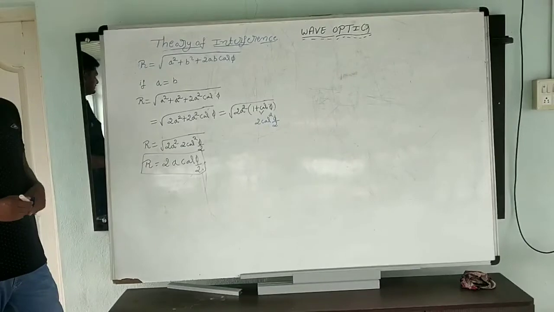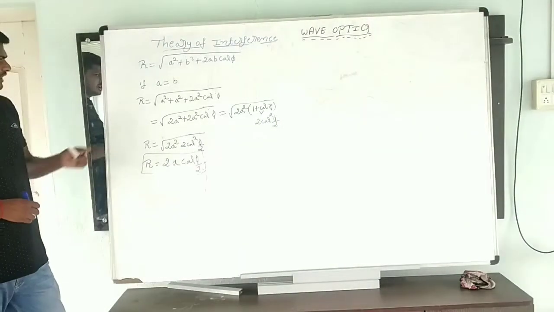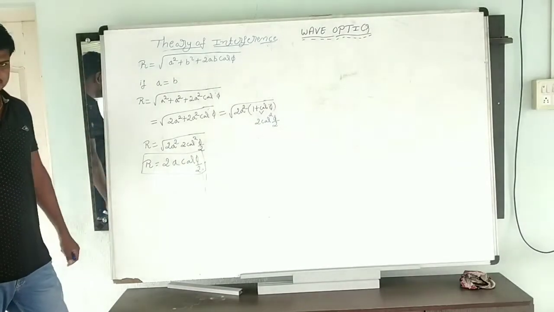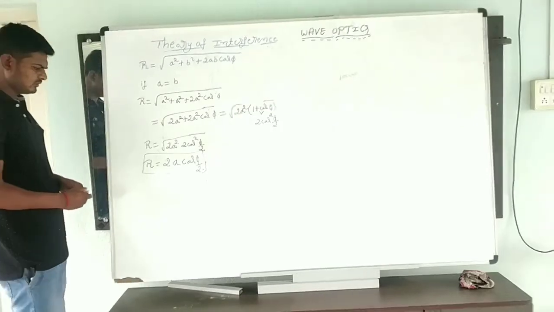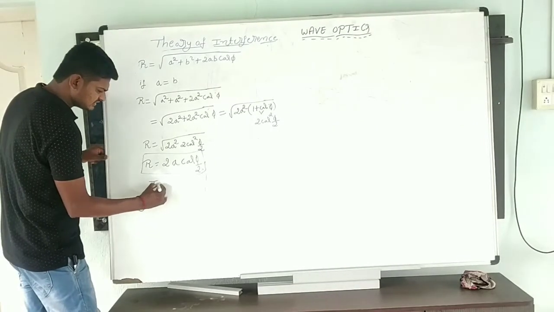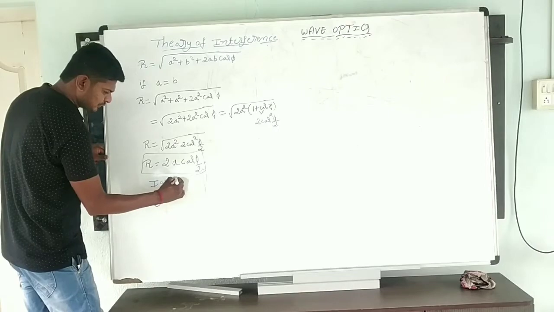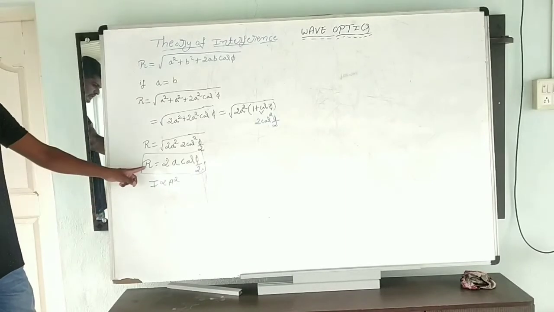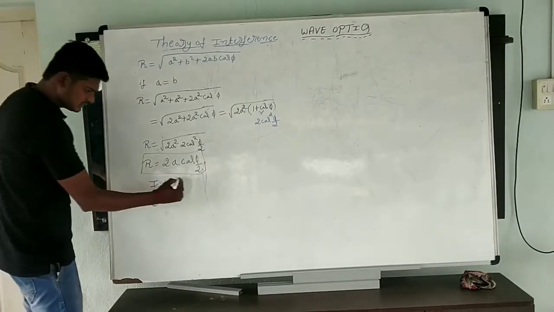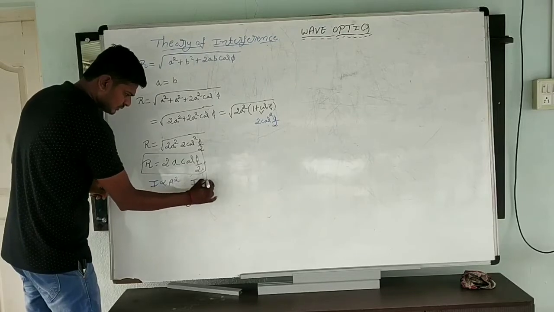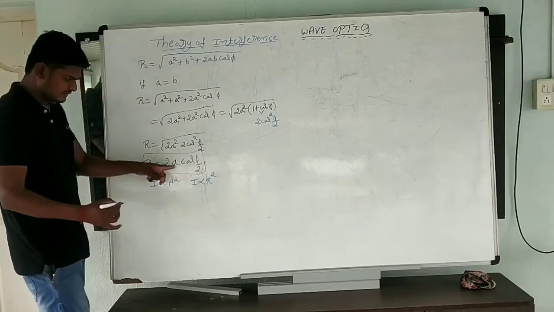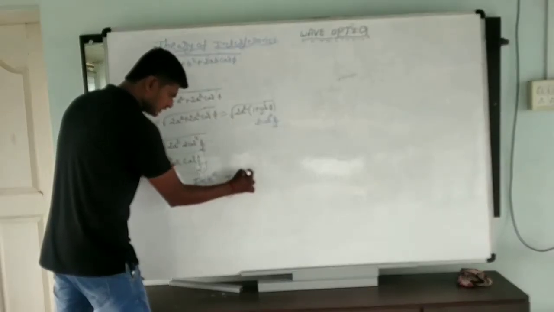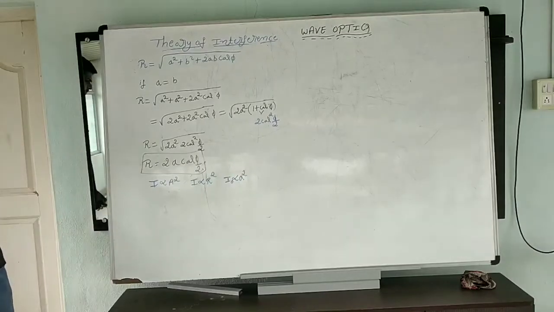Resultant amplitude, if both the waves are having the same amplitudes. Now, already we know that intensity is directly proportional to the square of the amplitude. When I square this equation, the resultant intensity is directly proportional to the square of the amplitude. Here A means the initial intensity, so I naught is directly proportional to A square.